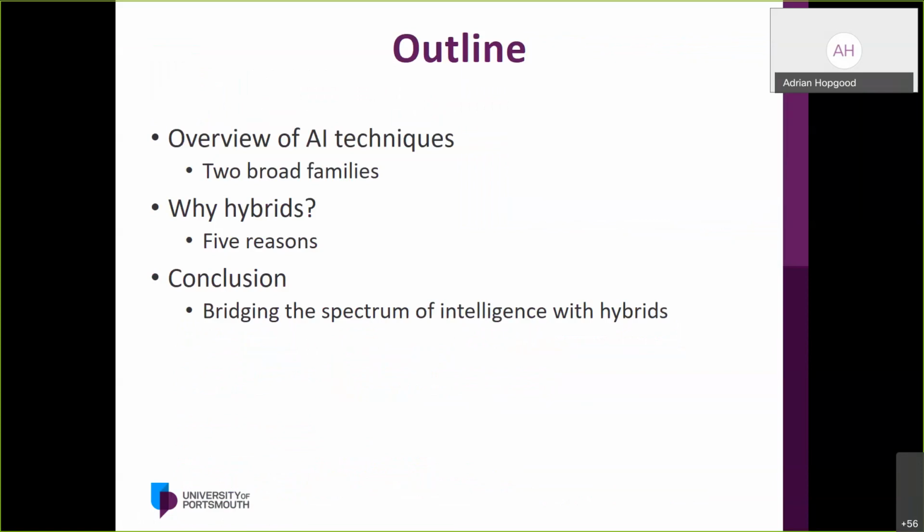So I'll just briefly recap with my Venn diagram of techniques that we started with. Then I'll give you 5 reasons for hybrids, each of which I will illustrate with a practical example, or actually more than one practical example. And my conclusion will be that if you go back to that spectrum of intelligence that I started with, I think to bridge that spectrum really requires a mixture of different techniques.